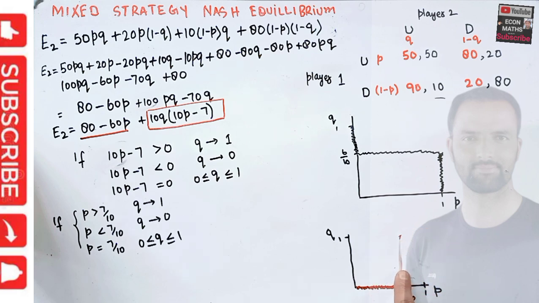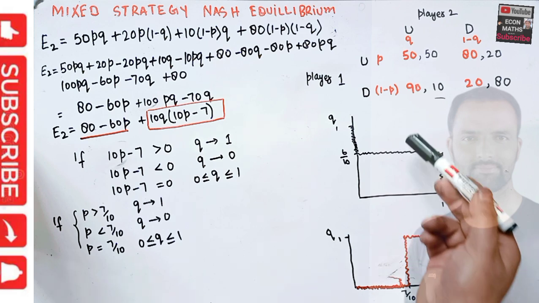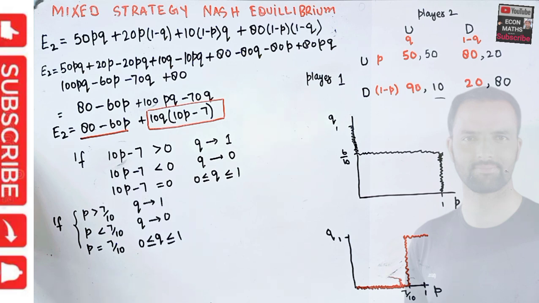Let me rub this out. We have 7 upon 10 here. It will come out like this. I hope I am making the graphs correctly. This will be the best response correspondence for player 2. This is the best response correspondence for player 1.